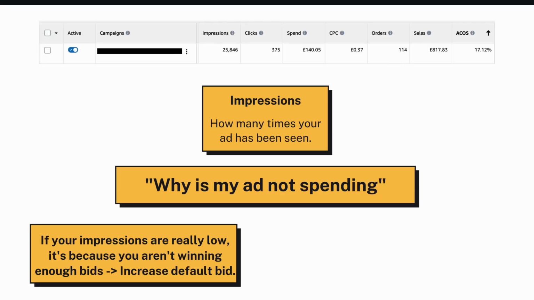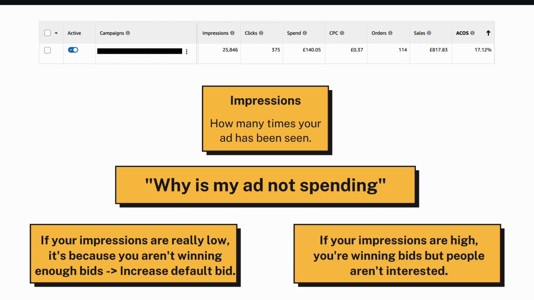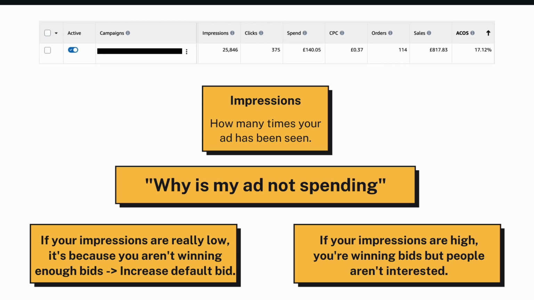Now, that's the first reason why your ad might not be spending, is just because your default bid is not high enough. But there is a possible situation where your bid is high enough, you're getting a lot of impressions, but it's still not spending any money. If this is the case, it's because you're winning bids, your book is being shown to people, but people just aren't interested. This is definitely more of a common cause with manual ads. Maybe you're targeting a keyword that actually isn't that related to your book, and therefore people are seeing it, but because it's not related to what they're actually searching for, they're not going to click it. With Amazon auto ads, you're very unlikely to have this situation. It's mainly going to be the first one, but I just wanted to include this in case any of you are using manual ads and you're coming across this issue too.